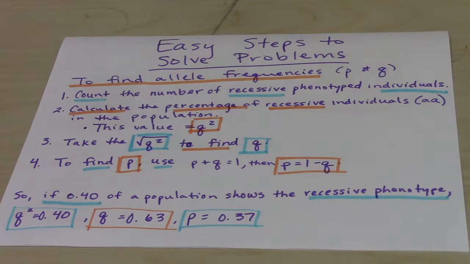So here's an example. If 40% of a population shows the recessive phenotype of whatever trait, then Q squared equals 40%, which equals 0.4. Then we take the square root of that to get just Q, which on our calculator is 0.63. And then we use our P equals 1 minus Q to determine P, which is 0.37, or 37% of the alleles are dominant.